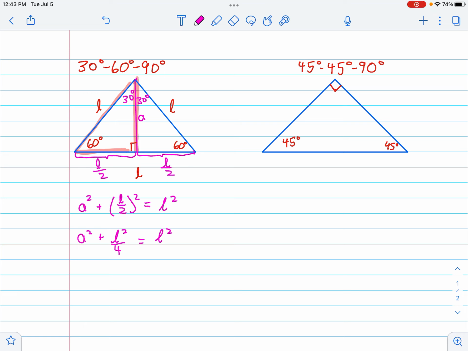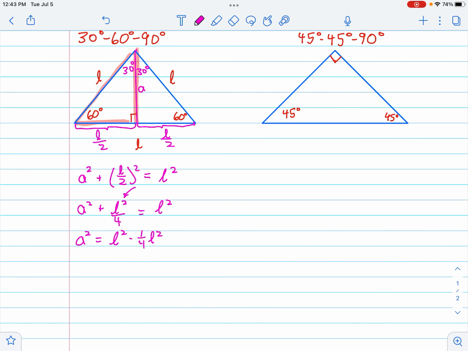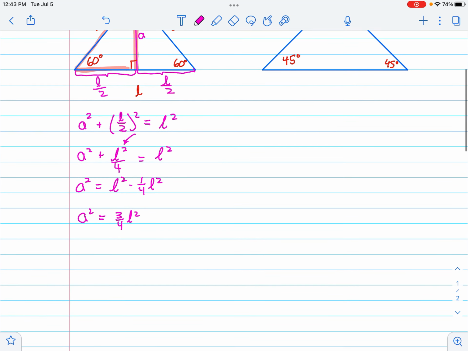Now, this right here is 1/4 of L squared. So I've got a squared is equal to L squared minus 1/4 of L squared. Dividing by 4 and multiplying by 1/4 is the same. So I subtracted that from both sides. Now look at this. We've got a squared is equal to 1 minus 1/4, that's 3/4 L squared. Now if I take the square root, I'll get what the altitude is.